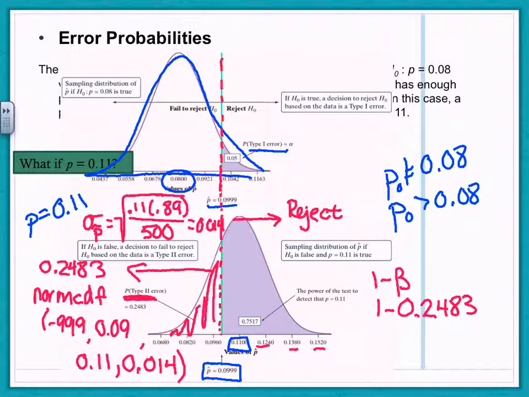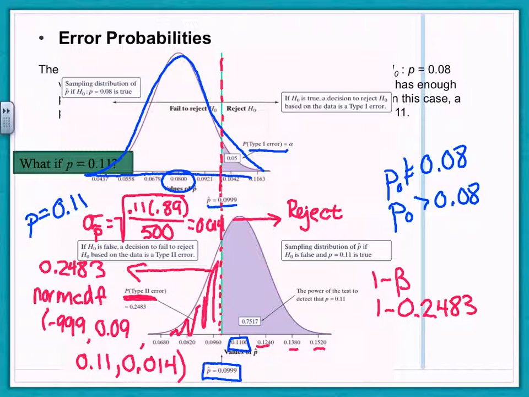How we interpret it: if a power is near 1, it means that the test is very likely to reject a null hypothesis in favor of an alternative hypothesis when the null hypothesis is false. Okay? So a power near 1 says that the test is very likely to reject a null hypothesis in favor of an alternative hypothesis when the null is false.